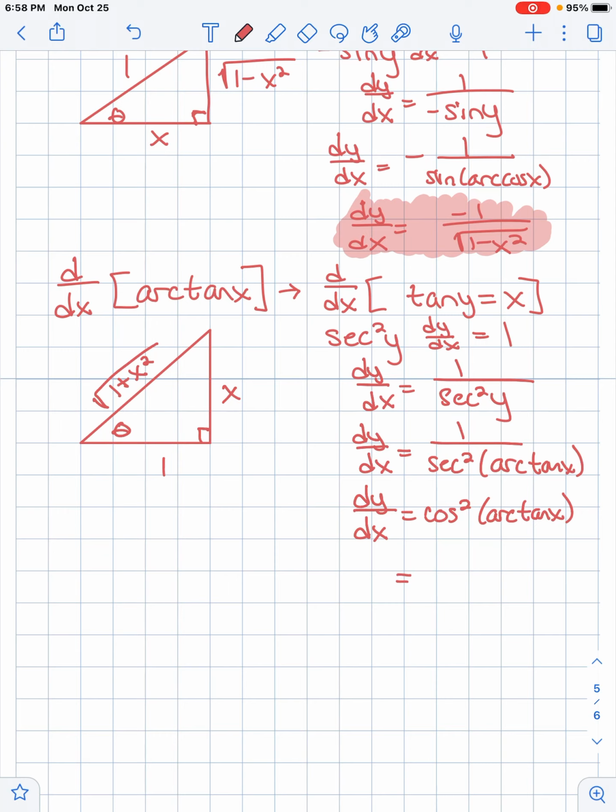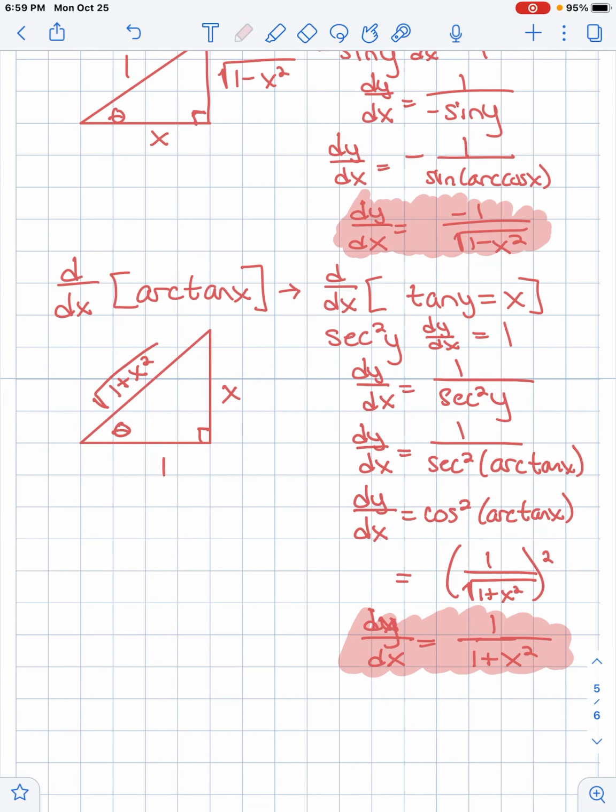All right, cosine we know is adjacent over hypotenuse. So adjacent over hypotenuse, and we square that. dy/dx: I square the 1 and I square the radical. So there's the derivative of arctangent of x.